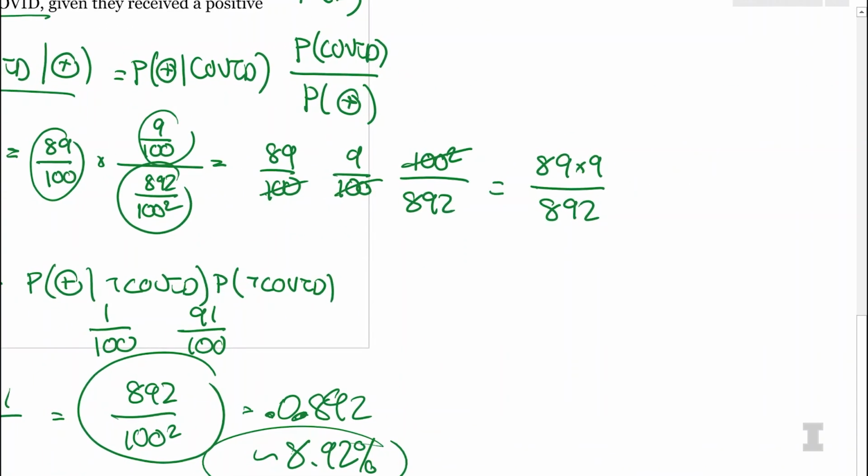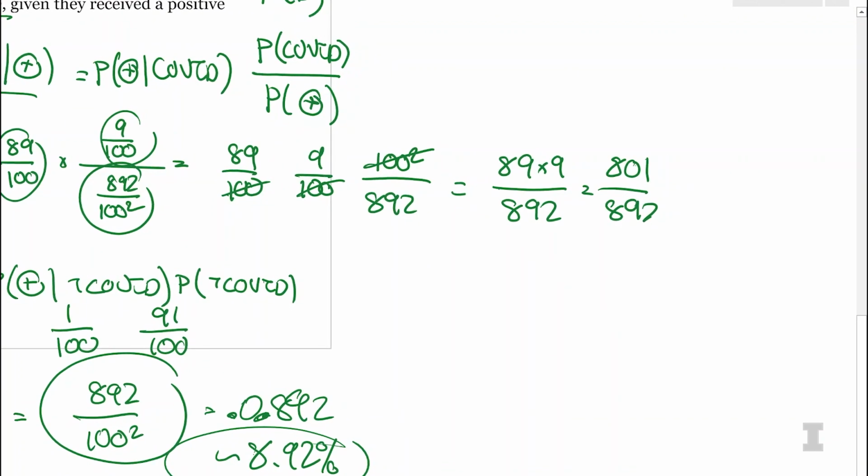So Carly, can you do this little math with Python, helping us out? Yes, so 89 times 9 is 801. 801 over 892 is 0.89798. So that is 89.798%.